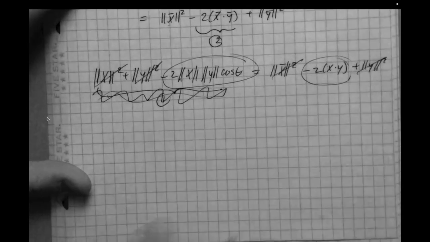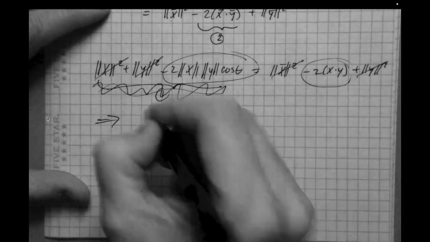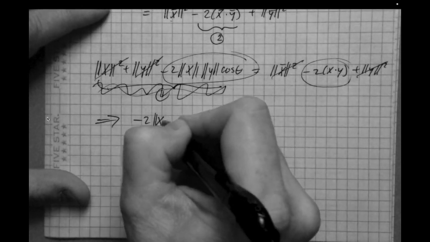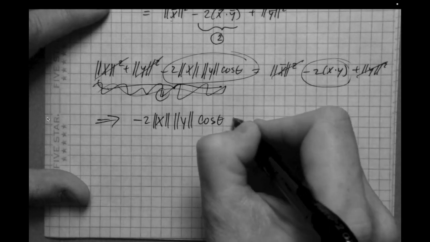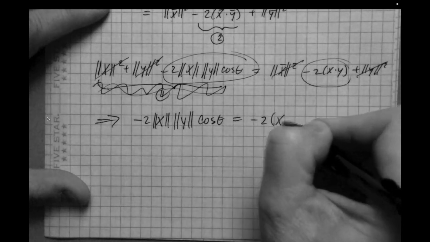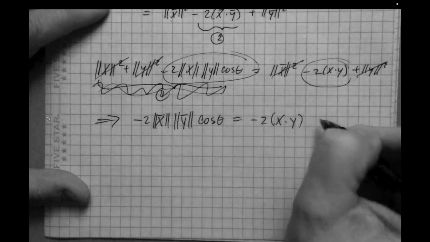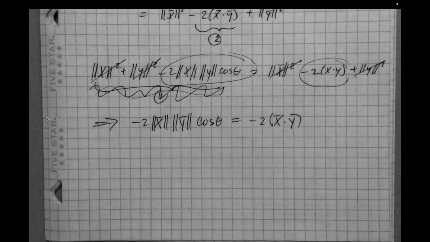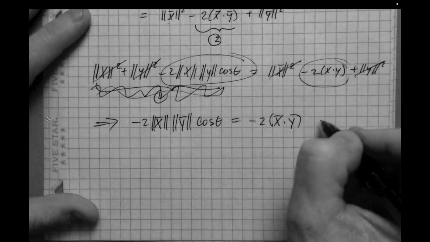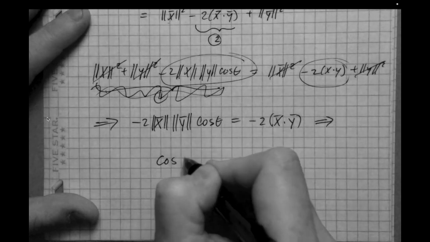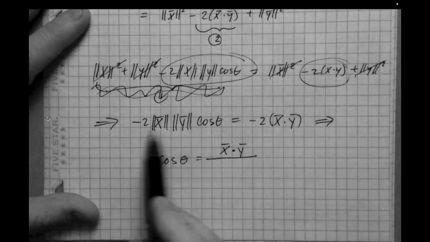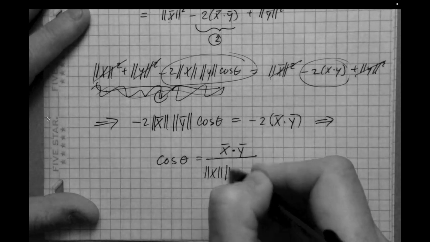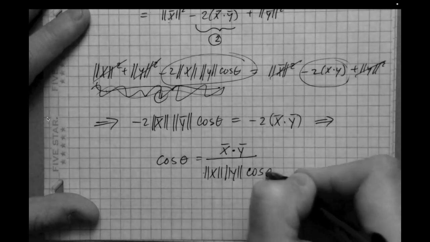Okay, so this is going to imply that -2 times the norm of x times the norm of y times cos theta is equal to -2 x dot y. Okay, x and y are all vectors here. And so then we can quickly just do a little bit of division, and we see that cosine of theta is equal to x dot y divided by the norm of x times the norm of y.